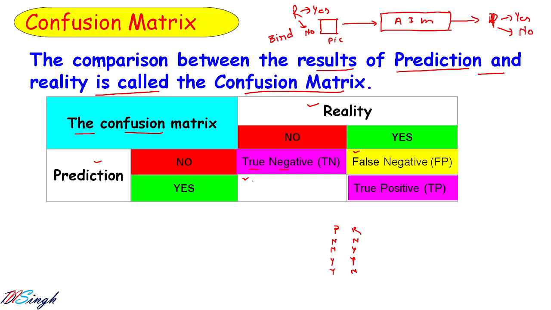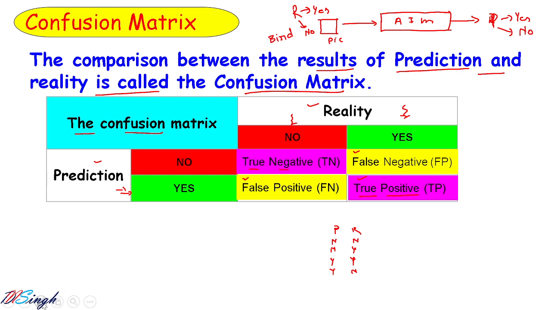Okay, so here in this particular cell, reality is what? No. And prediction is what? Yes. They both are not matching, so the first word will be false. And as the prediction is yes, the second word is what? Positive. In the last cell, prediction and reality both are yes, so we will have the first word as true, and as the prediction value is yes, the second word will be positive. In that way, I hope you are able to fill these values of prediction and reality.